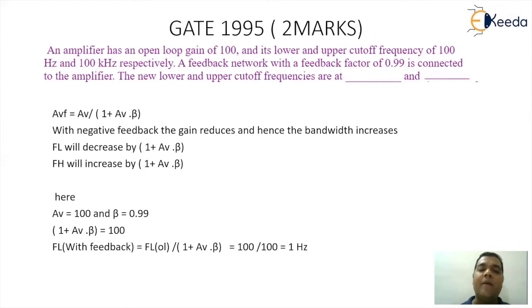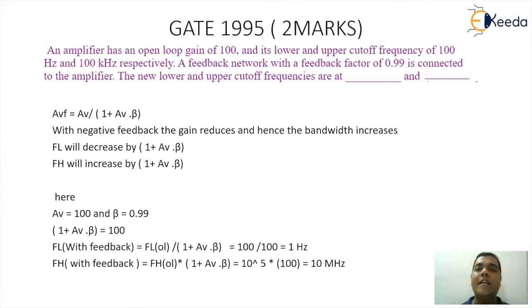FL with feedback will be the old value divided by the factor of 1 plus gain beta, which will come to 1 Hz. And FH with feedback will be equal to the old value of FH into the factor of 1 plus gain beta, which will come around 10 megahertz. So the new lower and upper cutoff of the feedback circuitry are 1 Hz and 10 megahertz.